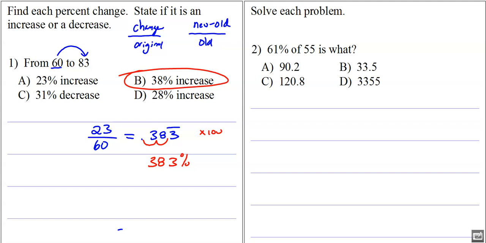Number 2, 61% of 55. So remember, whatever comes after the word of, that's the total. And we're trying to find the piece or the portion of that total. 61% is a little over half. So just looking at these answers, this isn't half of 55. That's not half of 55. That's not half of 55. The only one that even makes sense is B.